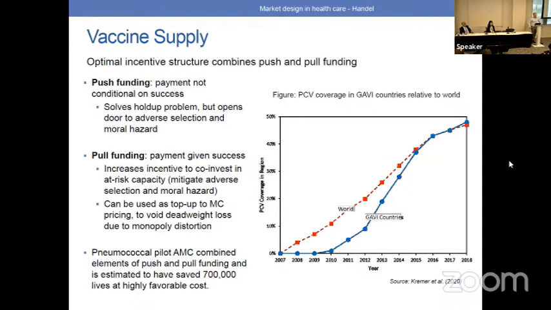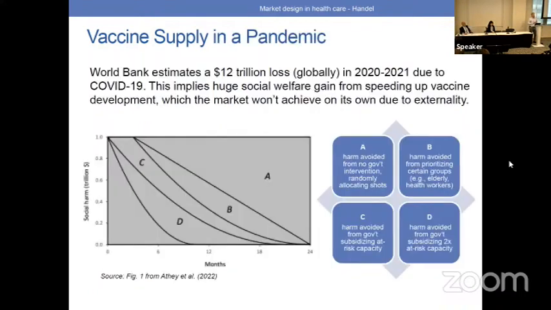This figure relates to the pneumococcal pilot advance market commitment, and shows that whether or not it was caused specifically by the advance market commitment, this is a very successful area where poorer, lower income countries gained significant access to this vaccine after the deployment of this advance market commitment.